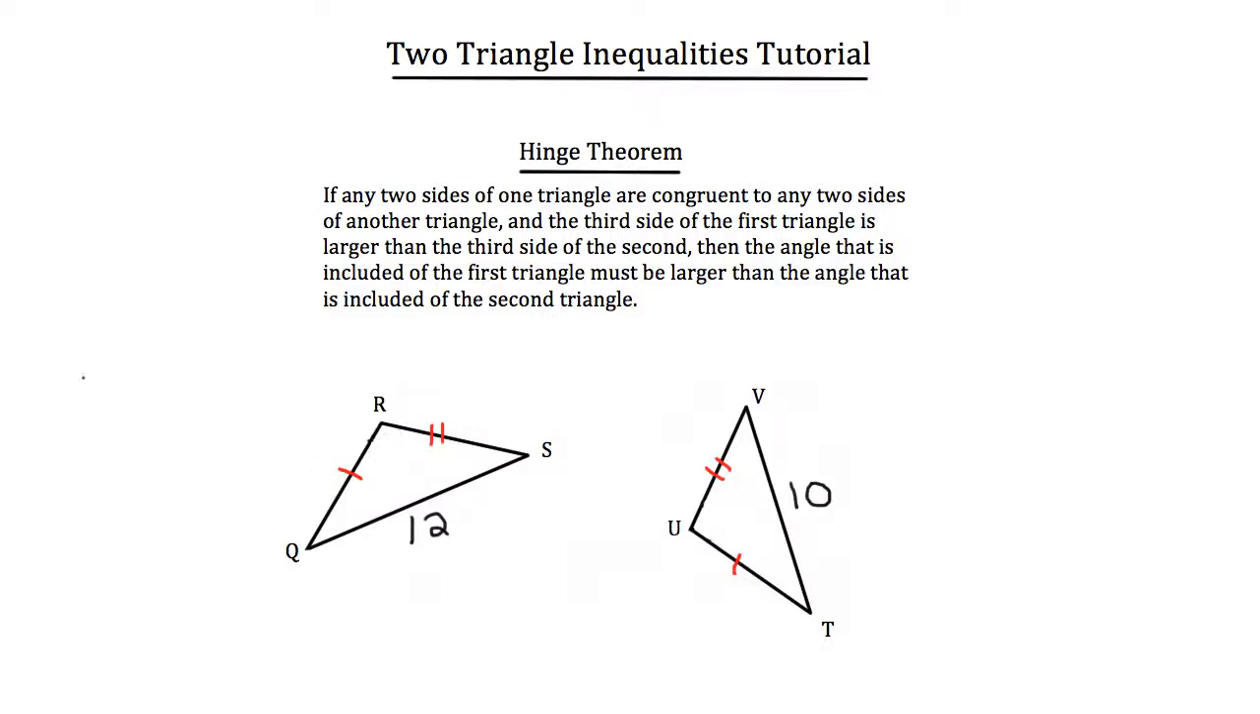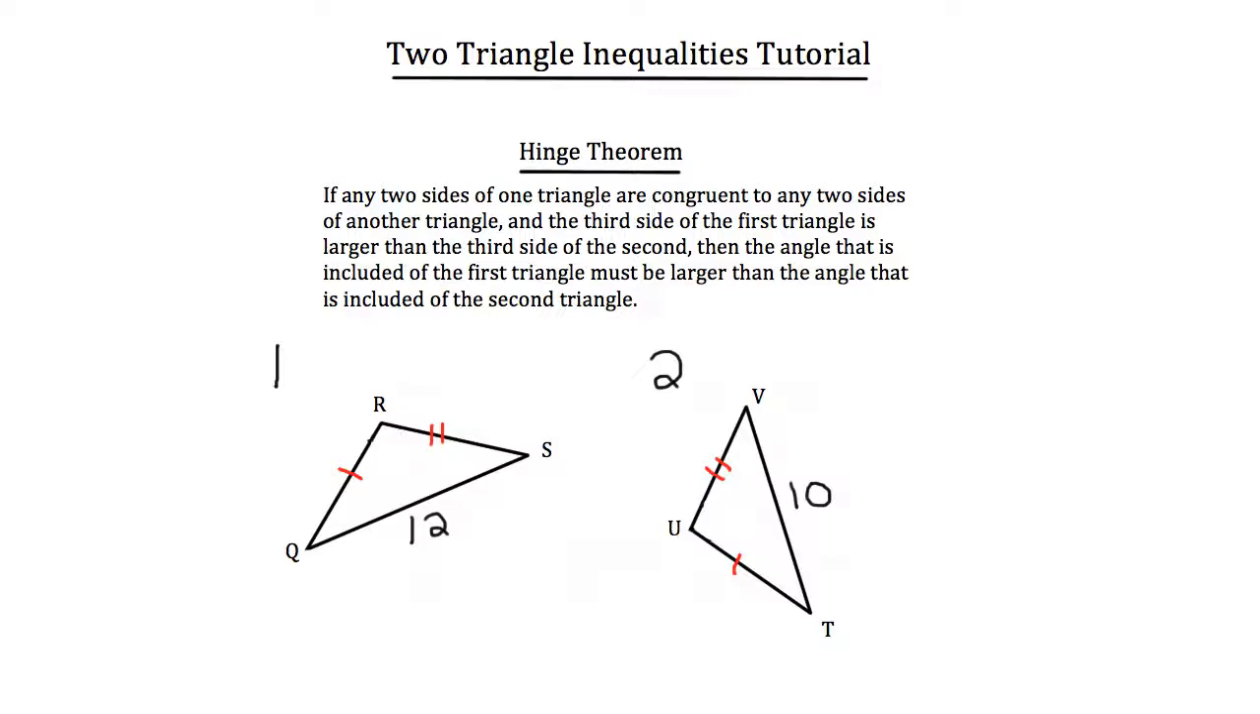You can see that side QR is congruent to side TU, and side RS is congruent to side UV. So I'm going to label the triangle on the left triangle 1, and the triangle on the right triangle 2. Now, the included angle for triangle 1 is angle R because it's included between those two congruent sides. And the included angle for triangle 2 is angle U, included between its two congruent sides.